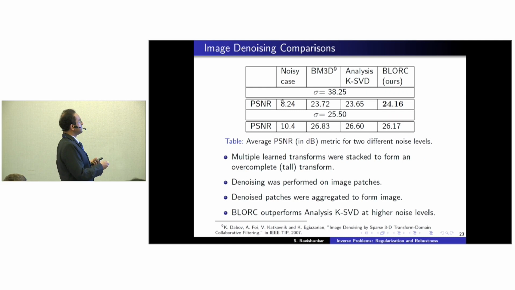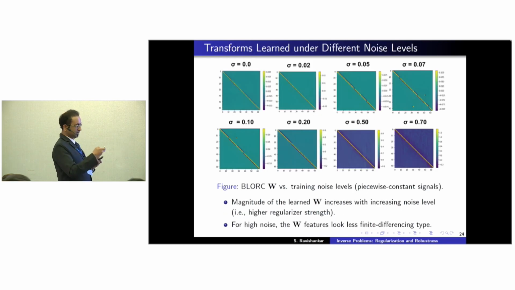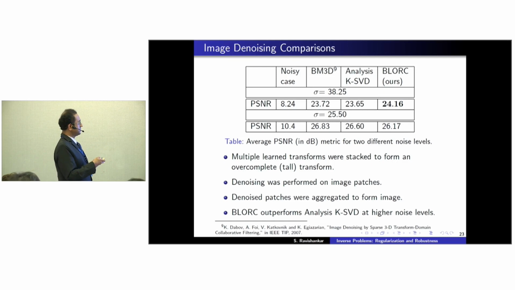And this is showing the peak signal to noise ratio for different denoising algorithms. BM3D is a canonical benchmark that people have used for a long time. And analysis KSVD is learning this transform operator. This is from Michael Elad, who is one of our speakers. So this is learning the transform operator, but without supervision, directly on the noisy data. And BLORC is our scheme, which learns with supervision. And then after you learn, you apply it for denoising.